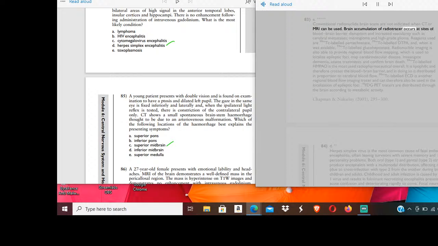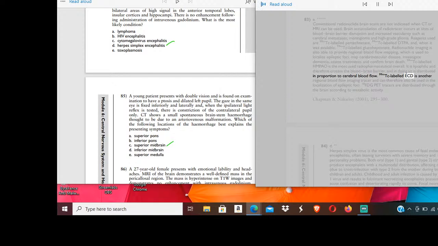Brain accumulation of radiotracer occurs at sites of blood-brain barrier disruption and increased vascularity such as cerebral metastases, meningioma, and high-grade glioma. Reagents used are 99mTc-labeled pertechnetate, 99mTc-labeled DTPA, and, when it was available, 99mTc-labeled glucoheptonate. Radionuclide imaging is also able to provide regional blood flow mapping, which is used to localize epileptic foci, map cerebrovascular disease, investigate dementia, assess treatments, and confirm brain death. 99mTc-labeled HMPAO is the most used radiopharmaceutical overall. It is lipophilic and therefore crosses the blood-brain barrier, and in doing so is distributed in proportion to cerebral blood flow.